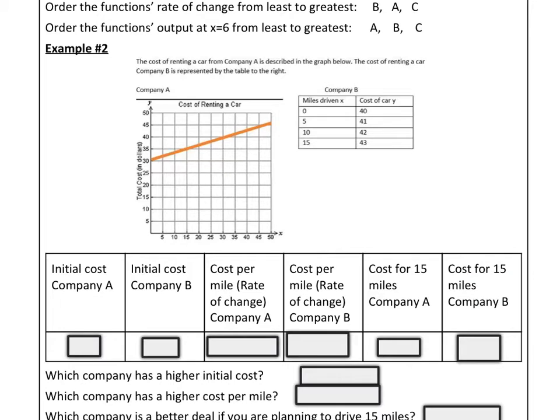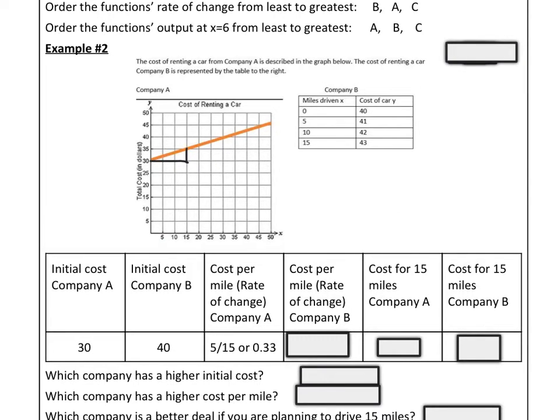Do that now. So the initial cost of company A, it looks like it's going to be 30, our y-intercept right there. For company B, the initial cost, 0 goes with 40. Should have got 40 right there. And the cost per mile, or our rate of change. For the graph, we want to find our slope. I'm going to use this point right here, which goes down 5, since our scale is going by 5 on the y-axis. And then over by 5, 10, 15, since our x-axis always goes by 5. That gives us 5 over 15, or about 0.33 repeating.